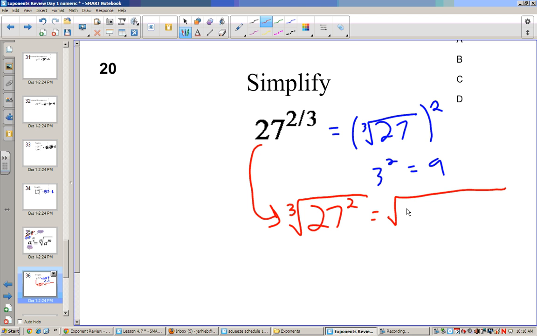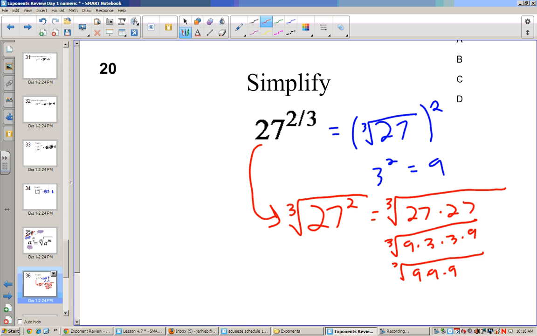You could do 27 times 27, and that's 9 times 3 times 3 times 9. 3 times 3 is 9, so 9 times 9 times 9. And I should have my cubed root in each of these. And that equals 9, but that's a lot more complicated to think about than to just do the cubed root first.